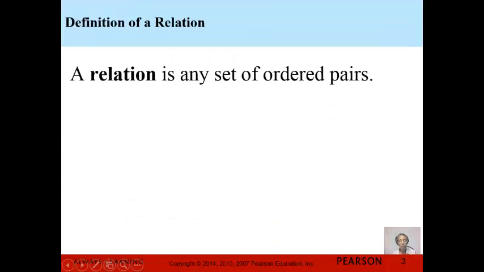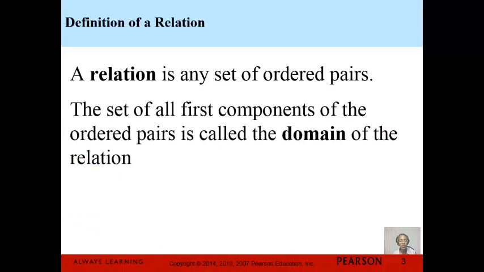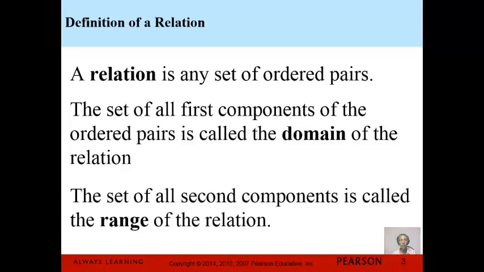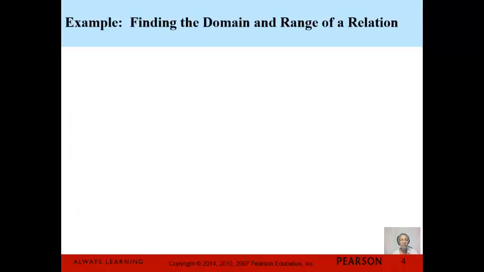So, let's talk about the definition of a relation. A relation is any set of ordered pairs. The set of all first components of the ordered pairs is called the domain of the relation. The set of all second components is called the range of the relation. So let's look at an example.